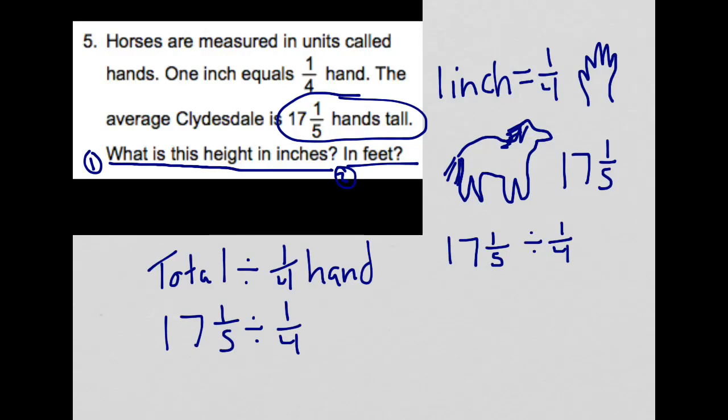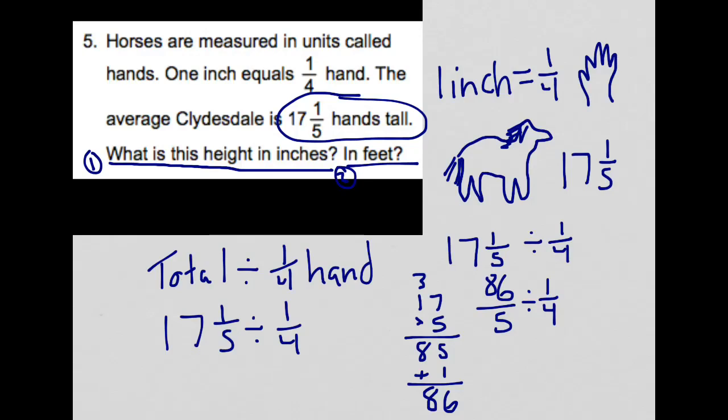I need to change 17 1/5 from a mixed number to an improper fraction. So 17 times 5. 5 times 7 is 35. 5 times 1 is 5 plus 3 is 6, 7, 8. And then 85 plus 1, because I have to add the numerator. 5 plus 1 is 6. 8 plus 0, or 8 plus nothing, is 8. So I have 86 over 5 divided by 1/4.